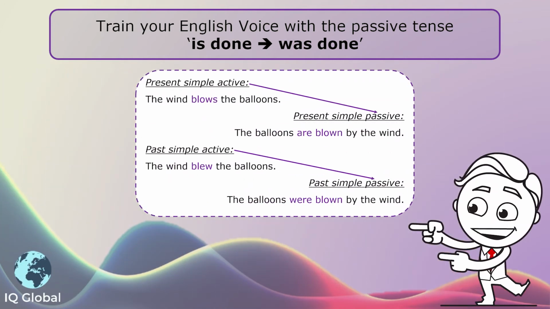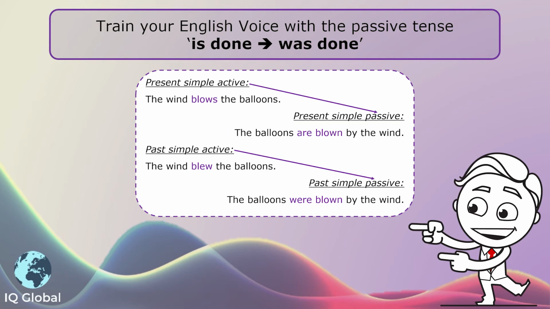Our next example, the wind blows the balloons. We know the subject comes after the verb. The verb is blows, so the subject is the balloons. We see the subject is plural. It is present tense, so we use is or are plus past participle. We will use are because the subject is plural, and the sentence becomes the balloons are blown by the wind.